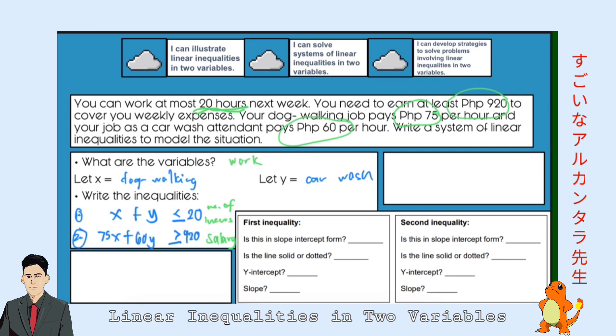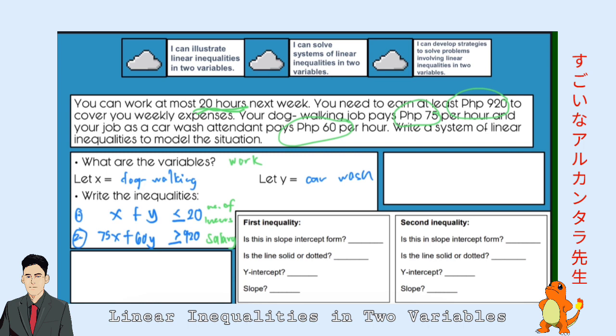Again, you don't have to make it complicated all the time. Just remember that labeling and context is important. You cannot combine the two. You cannot relate 75x plus 60y to hours because we're talking about salary. Then why are you going to talk about hours in the same inequality? That's inconsistency. So you have to be consistent with what you're talking about here.